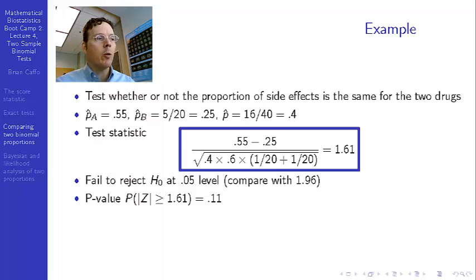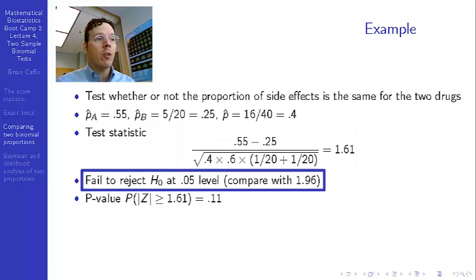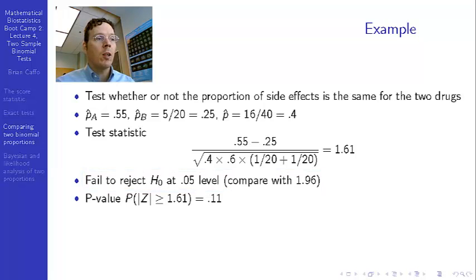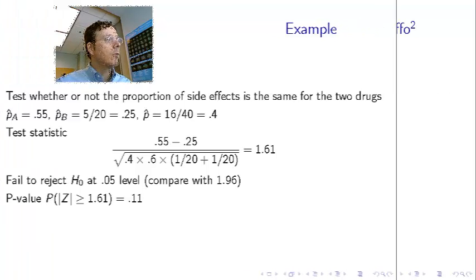Anyway, you can plug in the formula, you get 1.61, and then we fail to reject H naught at the 5% level. In other words, you compare with 1.96 for a two-sided test. For the two-sided p-value, calculate the probability that the absolute value of a standard normal is bigger than 1.61, which is the probability that the positive part of a normal is bigger than 1.61, plus the probability that the negative part of a normal is below negative 1.61. That's, I guess, 0.055 in either tail. So we fail to reject. There's our p-value. And hopefully everyone can do this calculation very easily at this point in the class.